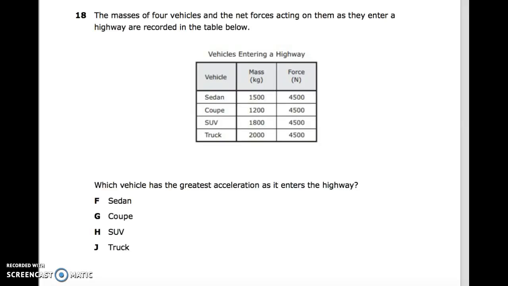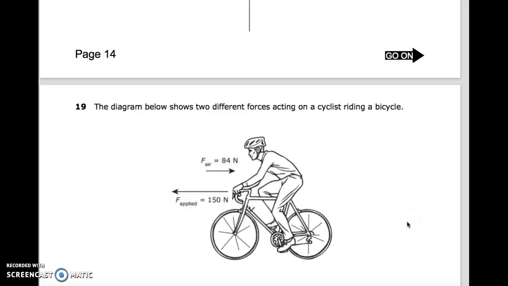18. The masses of 4 vehicles and the net forces acting on them as they enter a highway are recorded in the table below. Vehicles entering a highway, vehicle, mass, force. Which vehicle has the greatest acceleration as it enters the highway? F, sedan, G, coupe, H, SUV, J, truck.